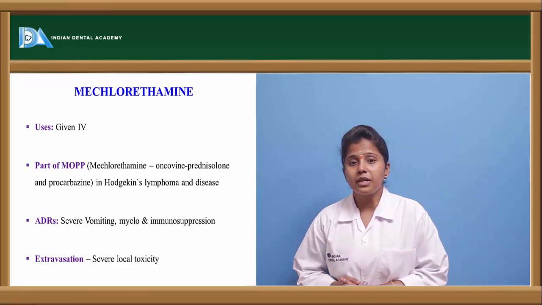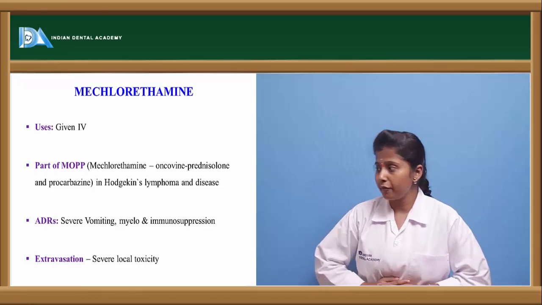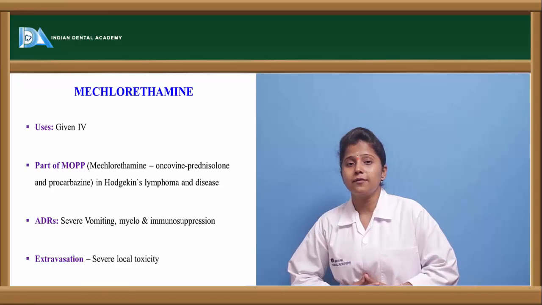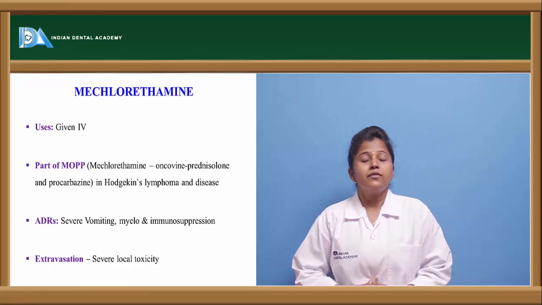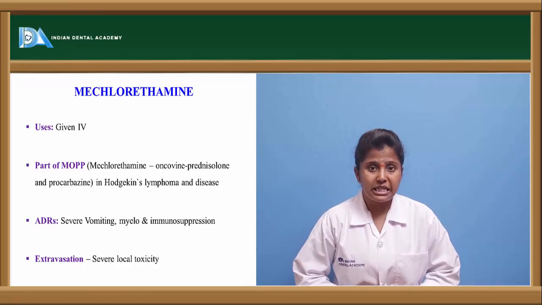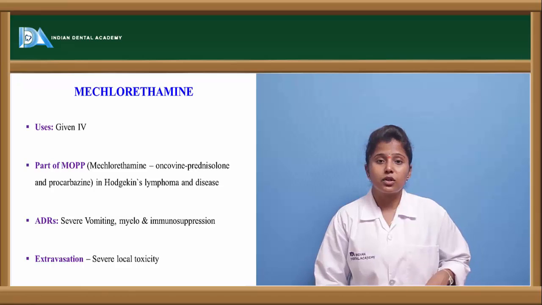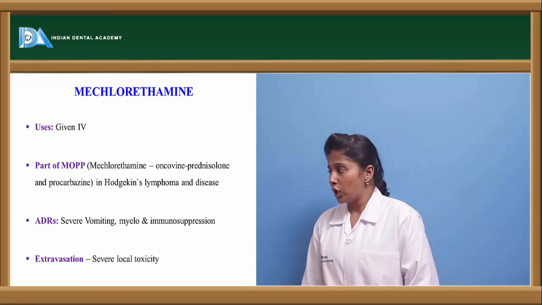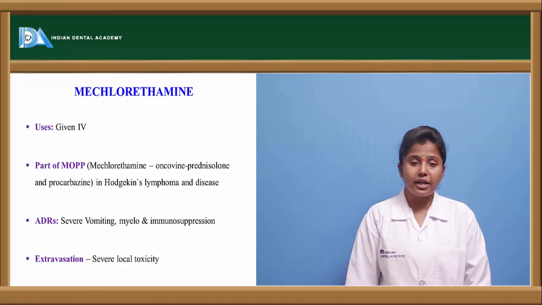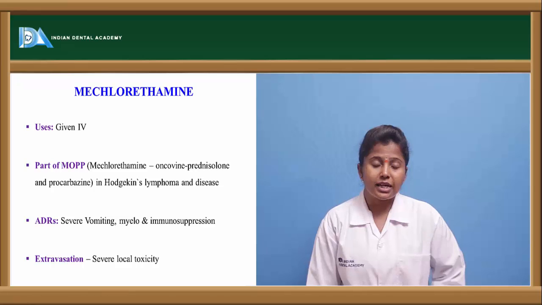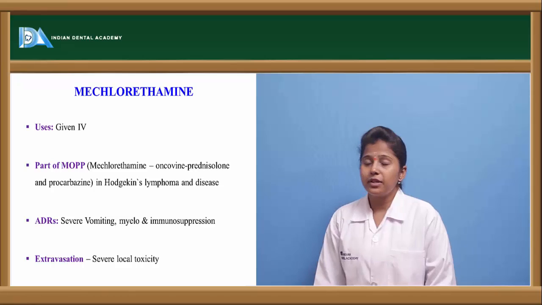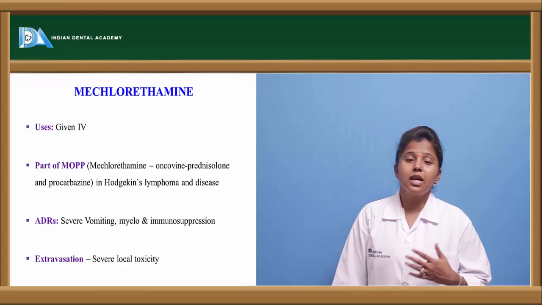So mechlorethamine is given in the combination therapy of MOPP, and it is used in the treatment of Hodgkin's lymphoma. Hodgkin's lymphoma is a type of lymphoma, a cancer caused in the white blood cells or the lymphatic system, and that's called Hodgkin disease. The adverse effects of mechlorethamine are severe vomiting and myelosuppression, that is, immune system suppression is taking place. The toxicity of this drug is very severe.